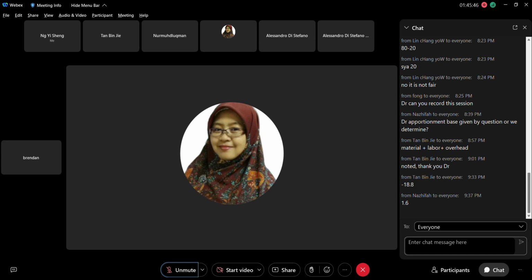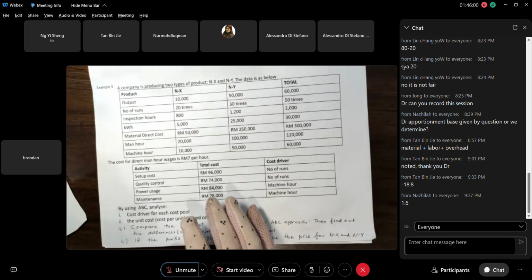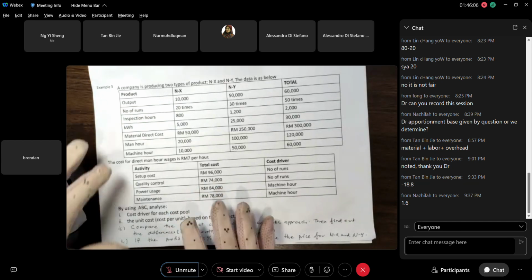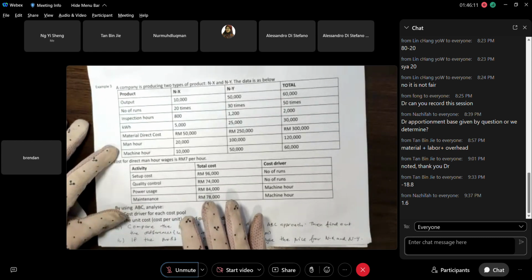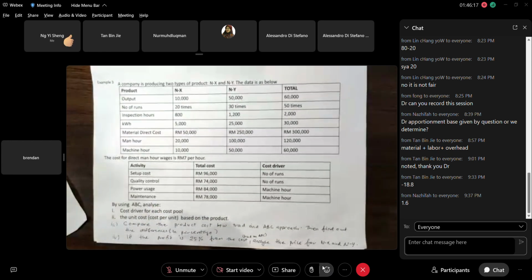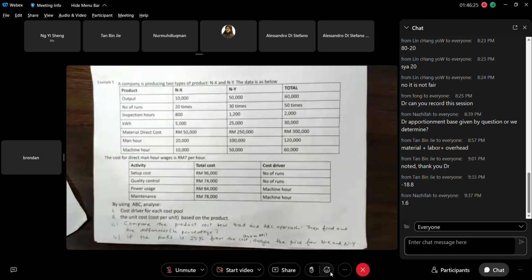Ini ada kelas. Ini ada kelas, kejap. Oh, tak ada. Saya masih dalam ni. Boleh dengar saya? Boleh, Doktor. Saya tak tiba sini. Ada.